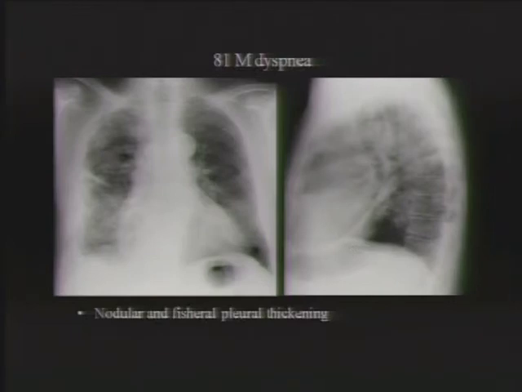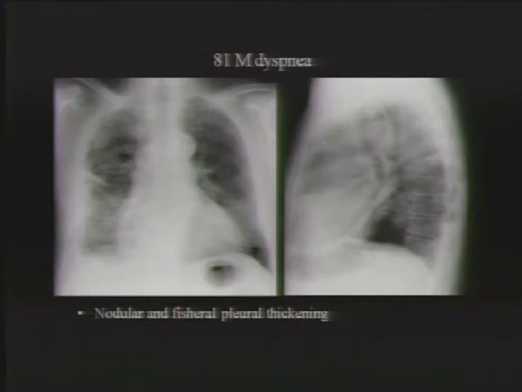Let me tell you that most metastatic malignant pleural processes will cause pleural effusion, and you won't be able to see the thickening on a chest X-ray. What you will see is a pleural effusion, and you'll only recognize the thickening on CT.